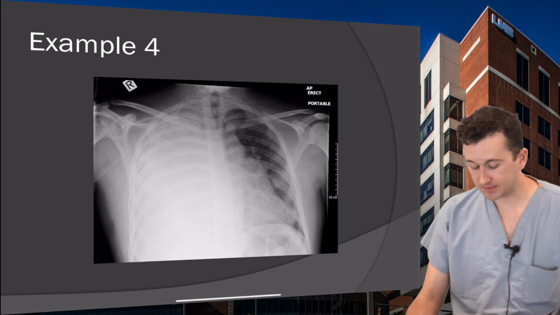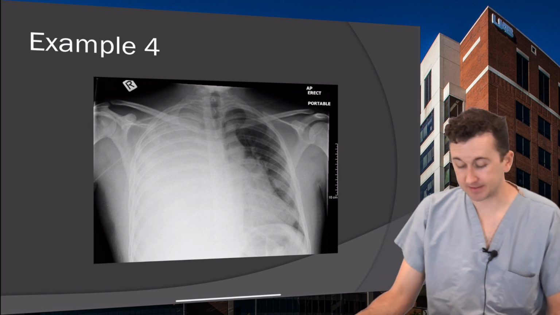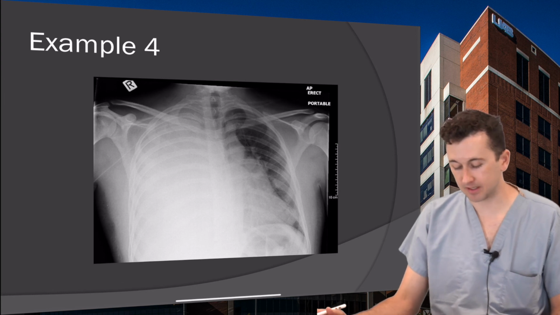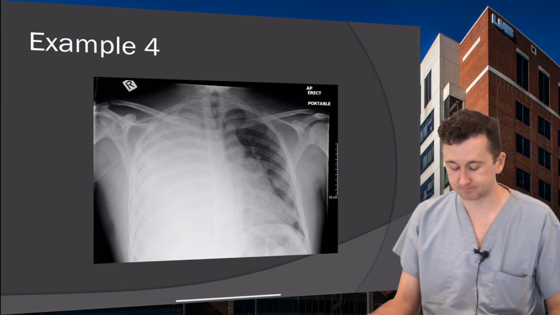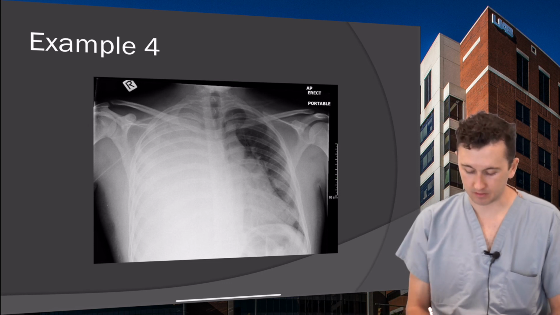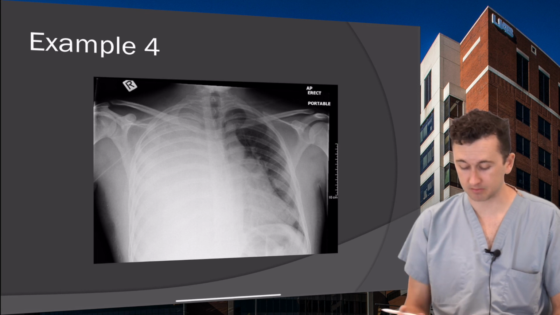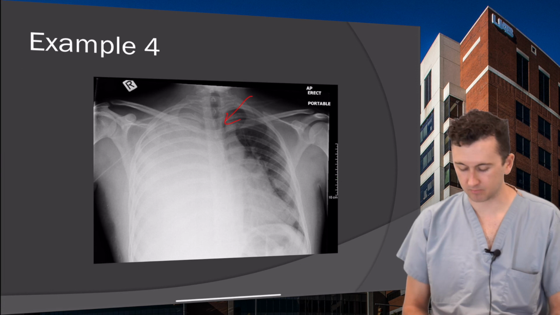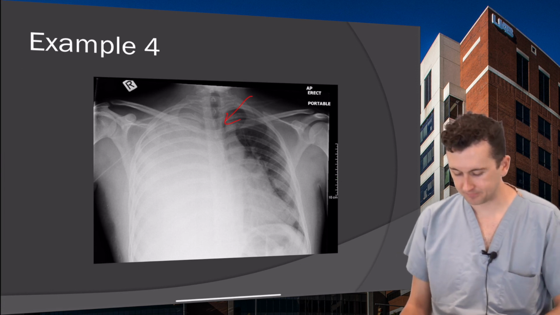So the history you'd get with a patient like this would probably be a passenger in a vehicle that got T-boned in a motor vehicle collision. And so they've got a large hemothorax here on the right side, causing almost a complete whiteout. As we mentioned earlier, you can see the tracheal deviation going from right to left.